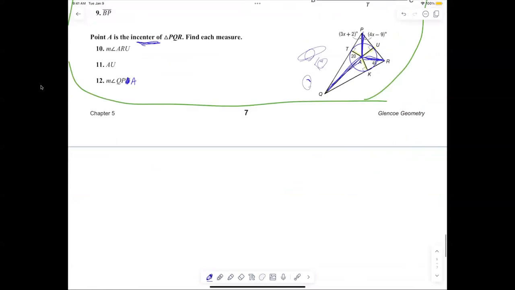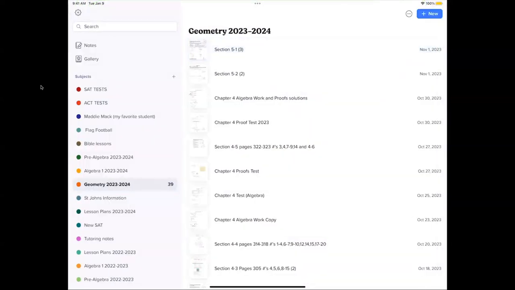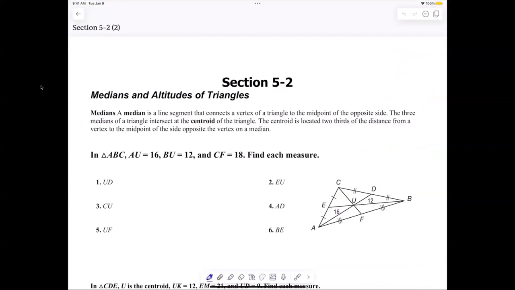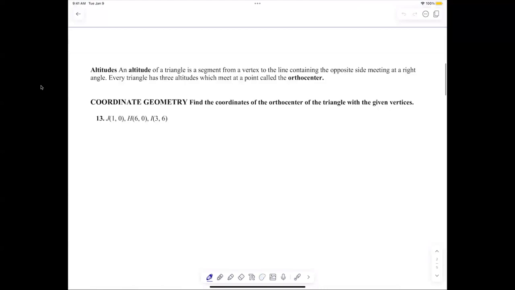Now, the next one is also on your iPad because I think there's some graphing I wanted you to look at. So download 5.2 for me. And again, this is just more information.